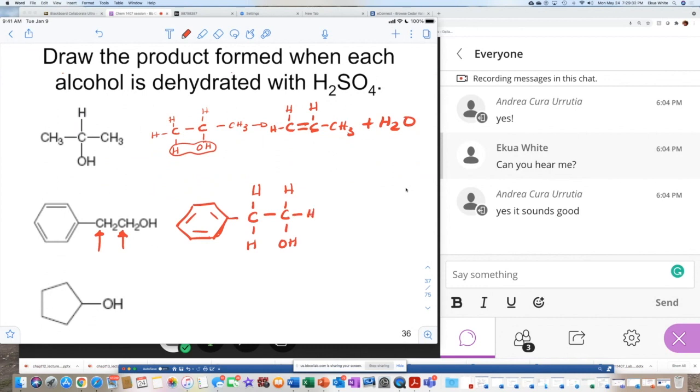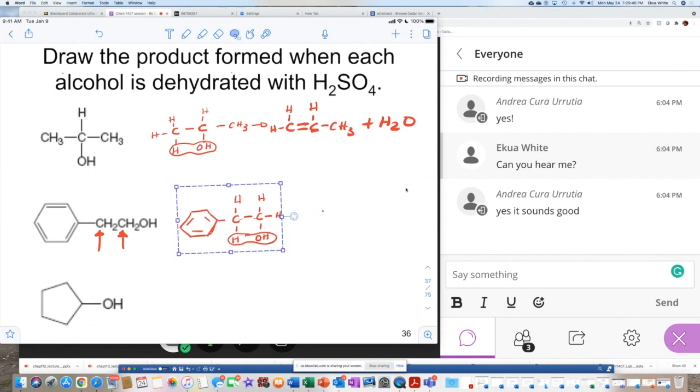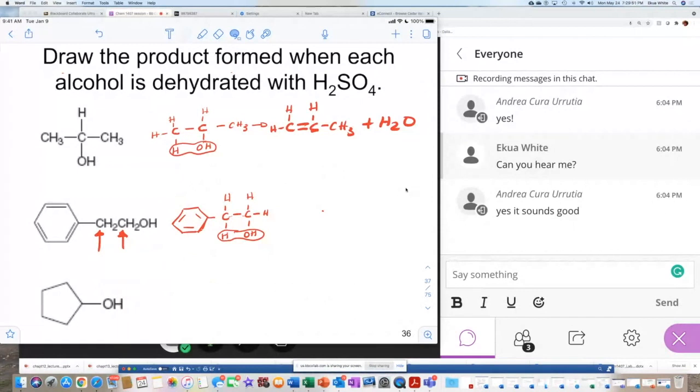Okay. I like to put my OH next to the H so we can see how it goes off together. These two go off together, right? Leaving the remaining carbons to have a double bond, or else they won't have an octet. Let me make this a little smaller. So this is supposed to be H2SO4, H2SO4. So on the right side, I have my water that came off.